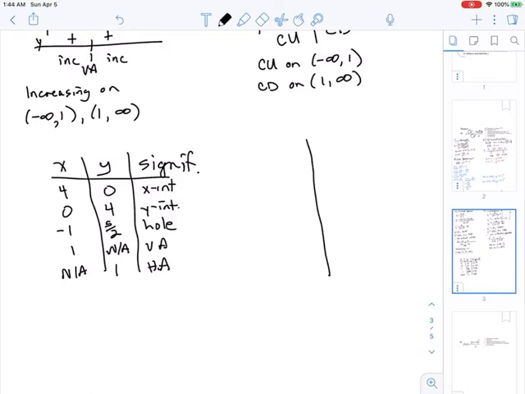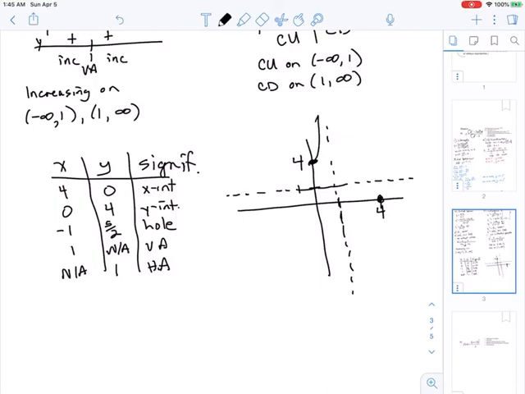All right, so we can start trying to draw this. So there's 4, that's my y-intercept. There's 4, that's my x-intercept. There's 1, there's my vertical asymptote. There's 1, there's my horizontal asymptote. Okay, so if you go back and take a look, as x is approaching 1 from the left, this is going up to positive infinity. And when x is approaching 1 from the right, this is going down to negative infinity.